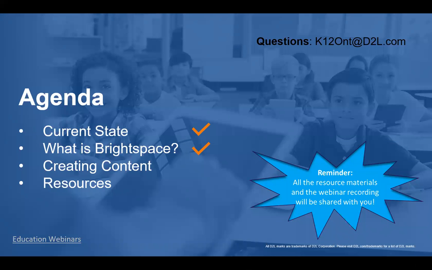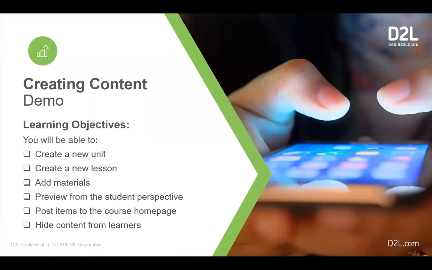So that's wrapped up the Brightspace piece, and we're going to move into creating content. What I want to do here before we move into the actual demo is just let you know some of my learning objectives for today. We are going to be starting with some very basics with the content tool, because this is meant to be an introductory lesson, or an introductory demo. We're going to look at how we create a new unit and create a new lesson. How do we add materials? And those materials are going to come from a couple different places. I'm going to highlight how we can look at it from the student perspective, as well as see any items that might be posted to the course homepage.